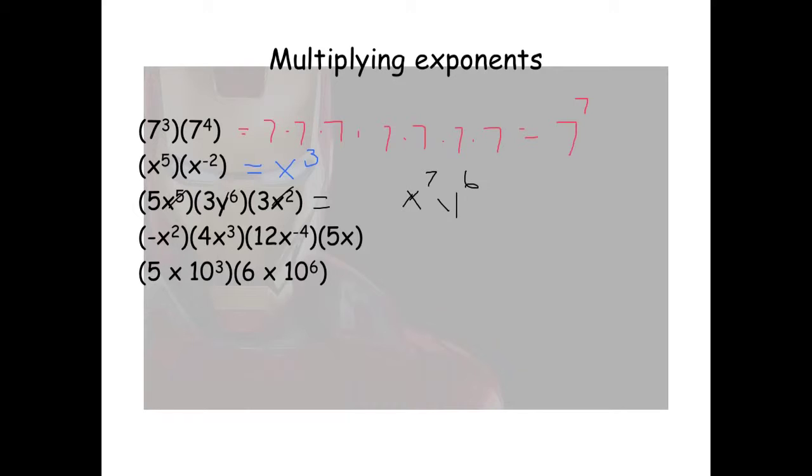Then all we have left are the numbers, and guess what? We were multiplying them. So with these coefficients, we're going to multiply. 5 times 3 is 15, times another 3 is 45. So guess what? Now that I've done that one, I'm going to leave the next problem for you.